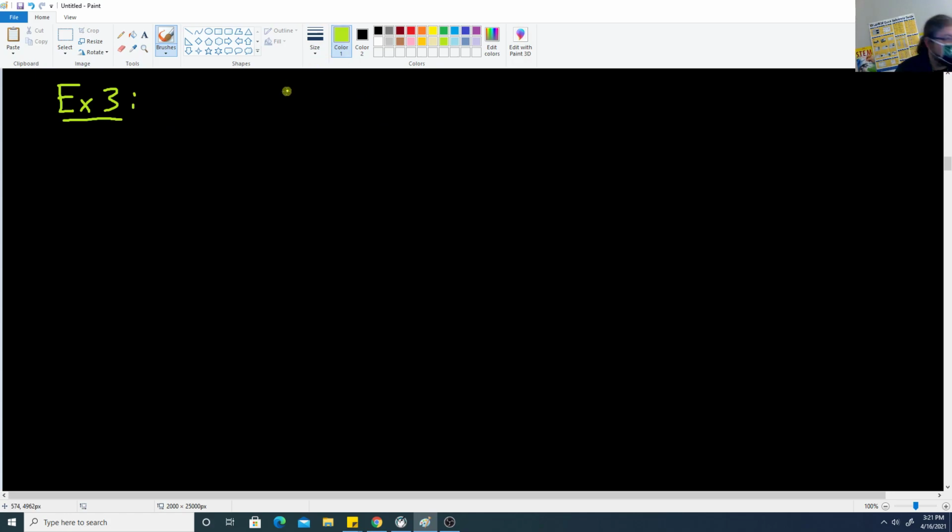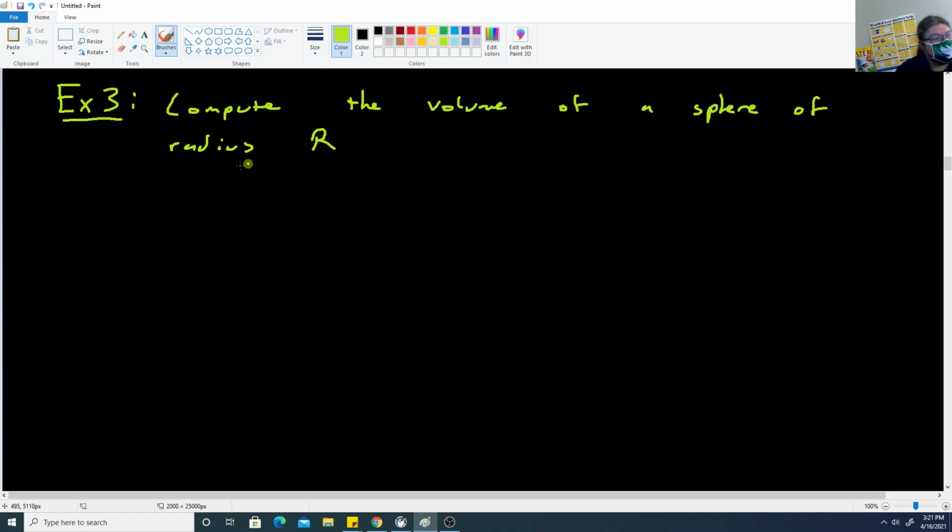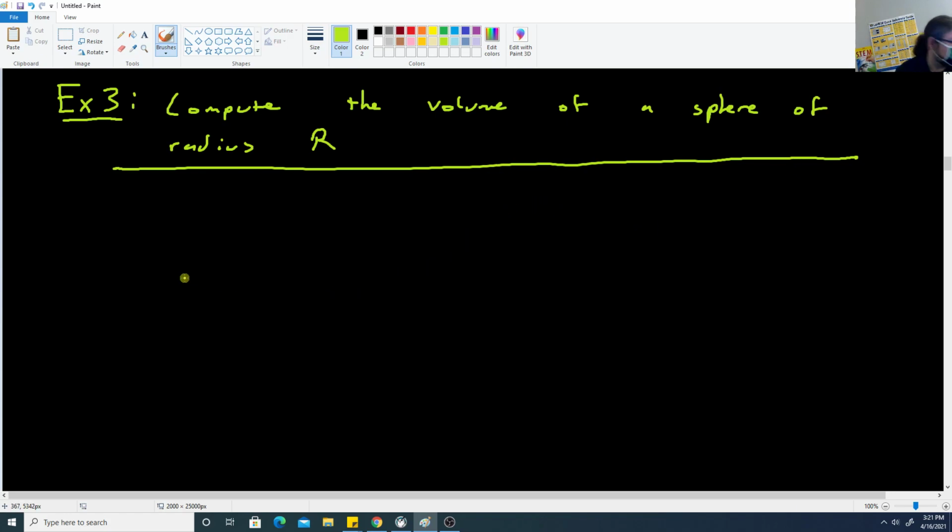So they want us to compute the volume of a sphere of radius, and they call it radius capital R. The book does this integration. If you look along in the book, it does this along the x-axis. So I'll set it up and do it the book's way.